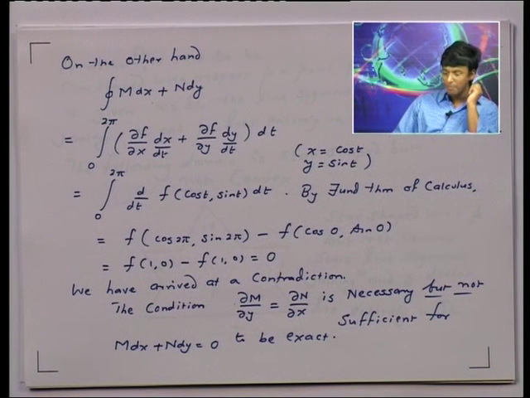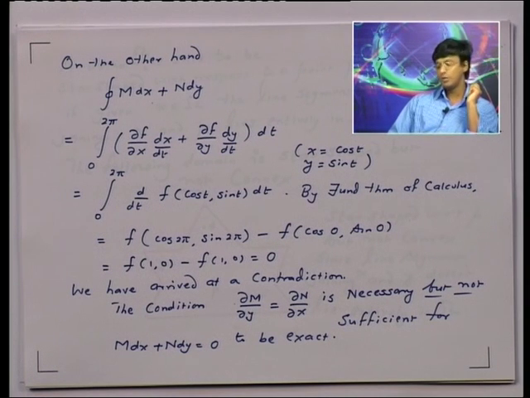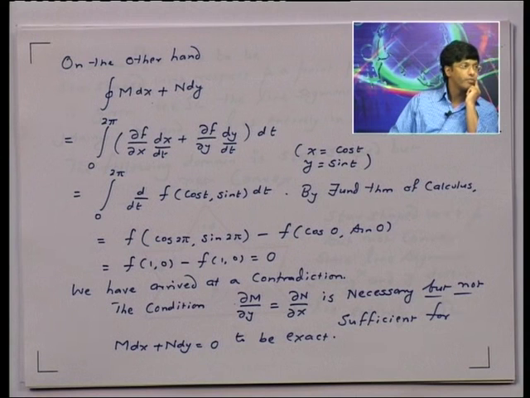So, the condition ∂M/∂y equal to ∂N/∂x is necessary but not sufficient for the differential equation M dx plus N dy equal to 0 to be exact. Please remember that many of the cheaper books do not dwell on this point and they simply say it is a necessary and sufficient condition, or they do not use the word necessary. So, this is a very important point.